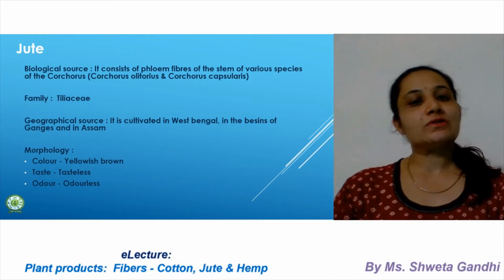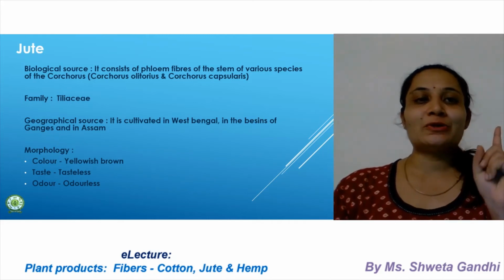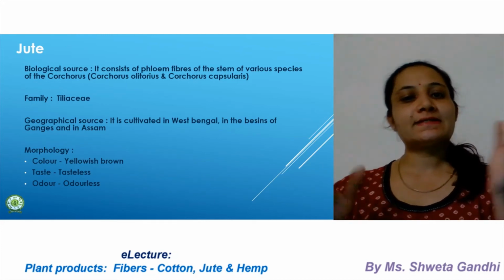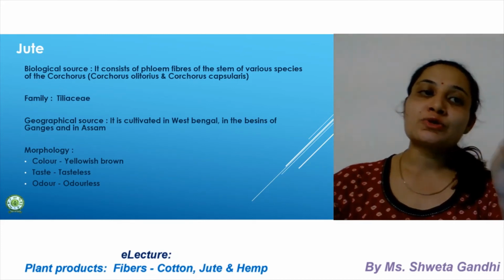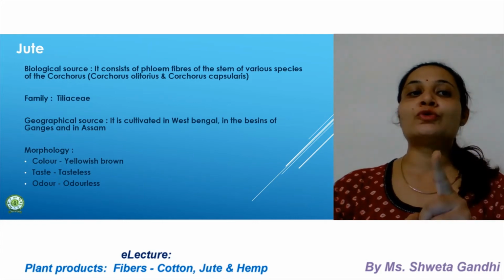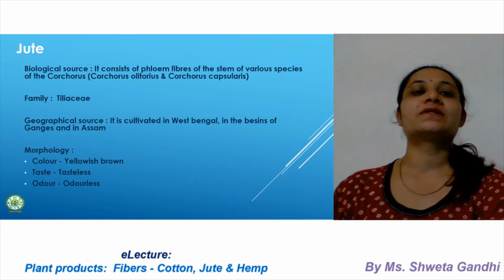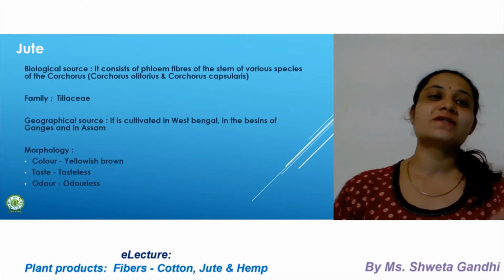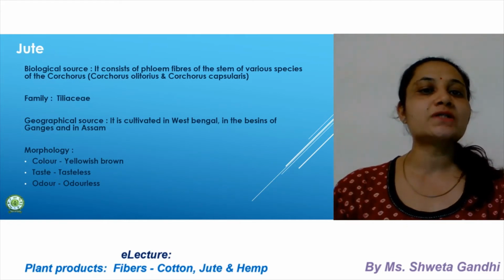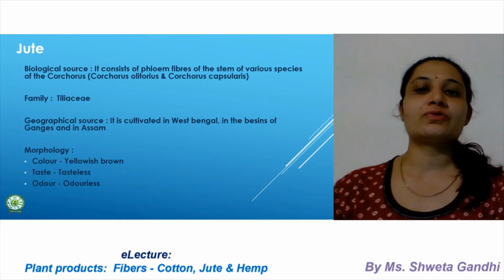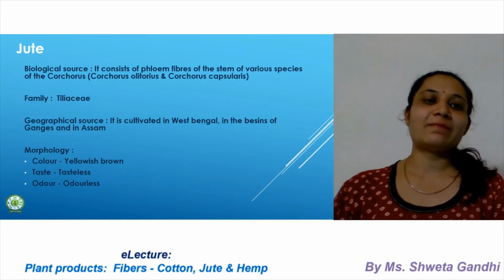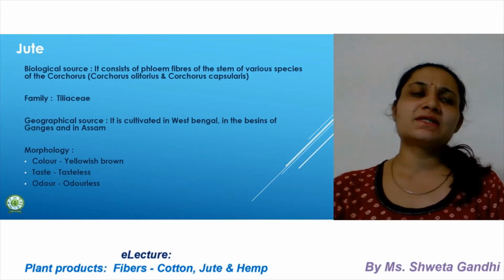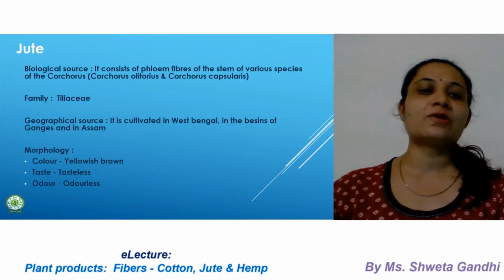The biological source for jute: I have already told you that the differentiation of fiber is of three types: pericyclic, xylem fiber and phloem fiber. So in phloem fiber, I have told you the example is jute. It consists of the phloem fibers of the stem of various species of Corchorus olitorius or Corchorus capsularis. The family is Tiliaceae, and geographically, jute is cultivated in West Bengal.